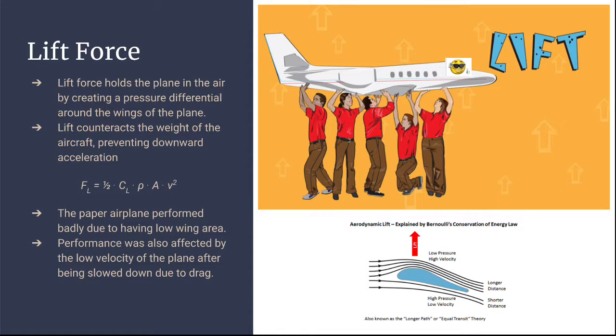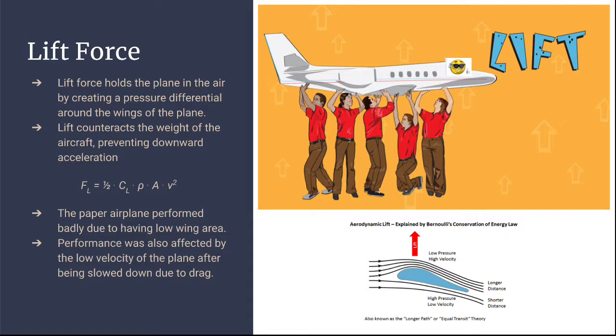Lift is the force that counteracts the force of gravity and holds planes in the air by creating a pressure differential around the wings of the plane. Bernoulli's principle states that the pressure multiplied by the velocity at any point on the wing is going to be the same. Therefore, on the top of the wing, where velocity is higher relative to the bottom, the pressure is going to be lower. Similarly, on the bottom of the wing, where velocity is lower, pressure is going to be higher. This results in a situation where the pressure is higher on the bottom than on the top, and the plane is forced to go upwards. This is what creates the lift on airplanes.